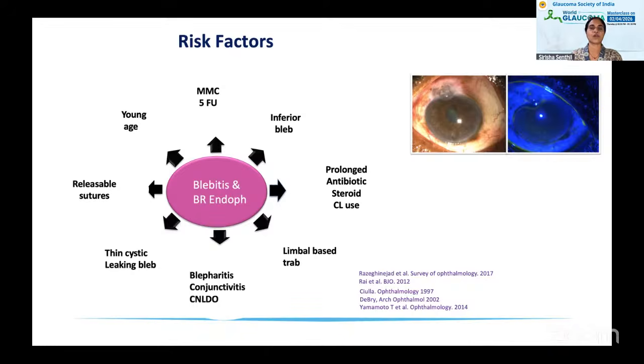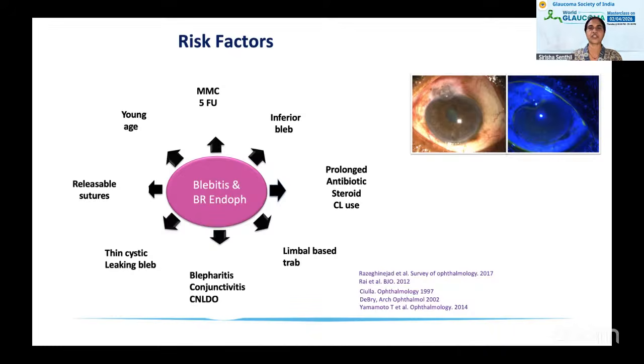endophthalmitis, we are kind of worried and we rush to starting the treatment. But I think it's important to look at the risk factors, because unless we treat that, we may not be able to appropriately manage the patient. Thin cystic blebs, leaking blebs are more commonly infected. If there are releasable sutures that are not released, and you have a loose suture hanging on the cornea or closer to the bleb, that could be a source of infection.